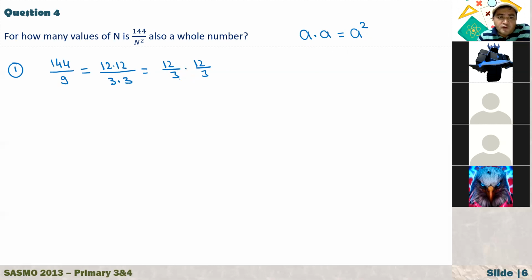Same thing here: 12 over 3 times 12 over 3, so I can write it as 12 over 3 squared. That's why I said multiply two numbers by each other.